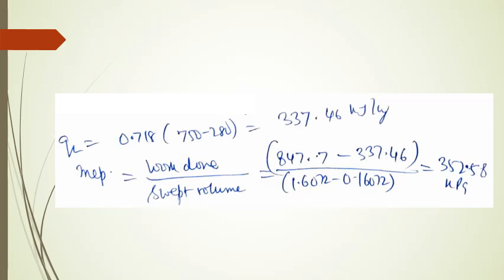Now work done we have calculated with the data given of heat supplied and heat rejected, because we know that work done is equal to heat supplied minus heat rejected.